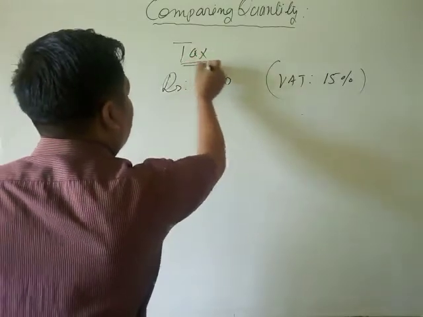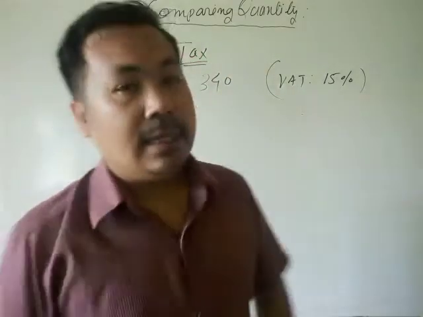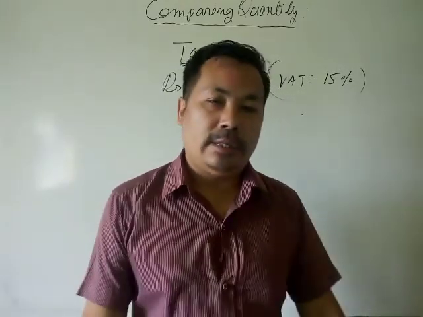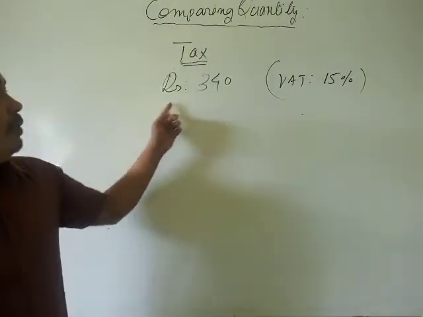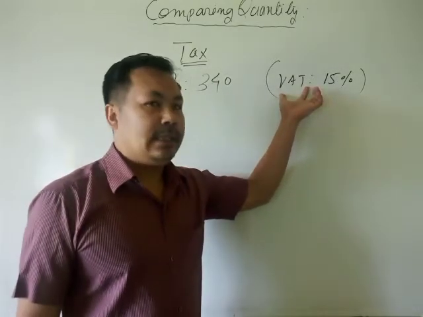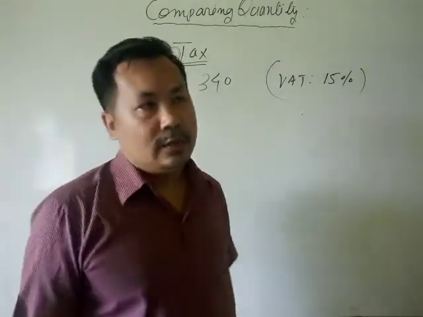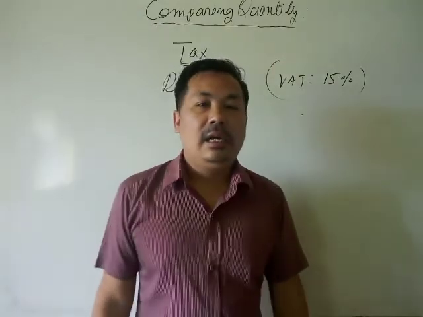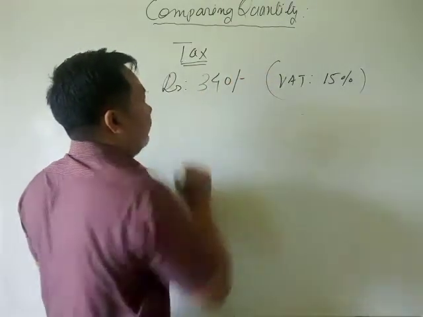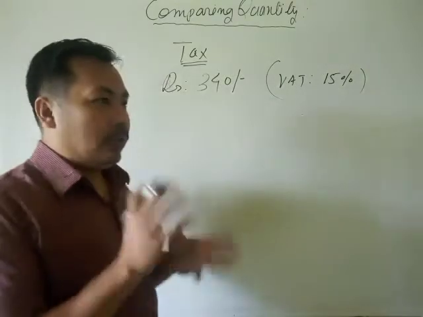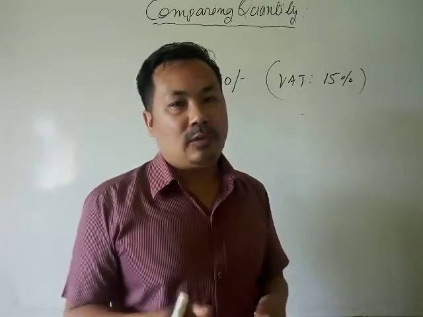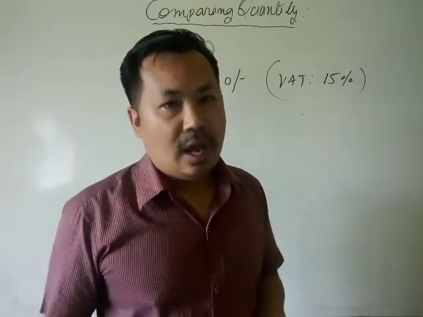Now, my dear student, the next topic is the same topic about tax. I have told you that for some prices the tax is already included. For example, the MRP is 340, and this includes value added tax of 15%. The question will ask you: what is the price before the tax, if the price with the tax is 340? What was the price before the tax was added? How will we find out? Let us see.